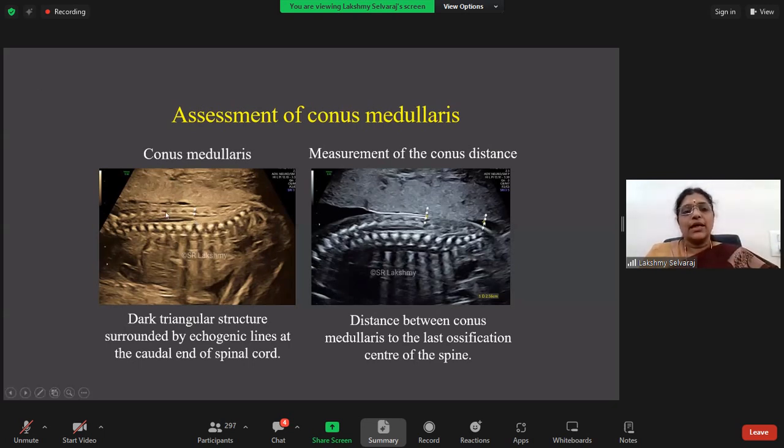Now, once again, a recap of what we have done in the first sitting is how to look at the conus. You see that the conus is a dark triangular structure surrounded by echogenic lines at the caudal end of the spinal cord.